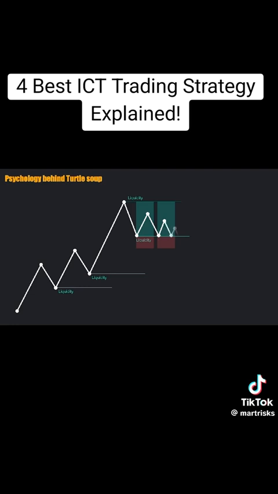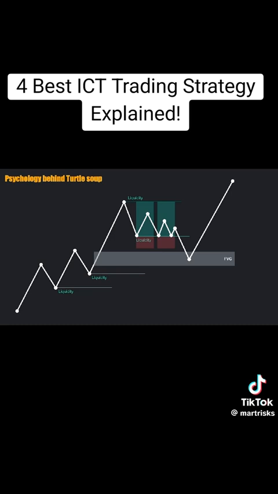By sweeping sell-side liquidity, price gains enough fuel to resume its upward movement. This is what makes the turtle soup strategy so effective. It takes advantage of liquidity pools to identify high-probability continuations. Things get even more interesting when a fair value gap exists just below this liquidity pool. This creates a high-probability trade opportunity in this area.